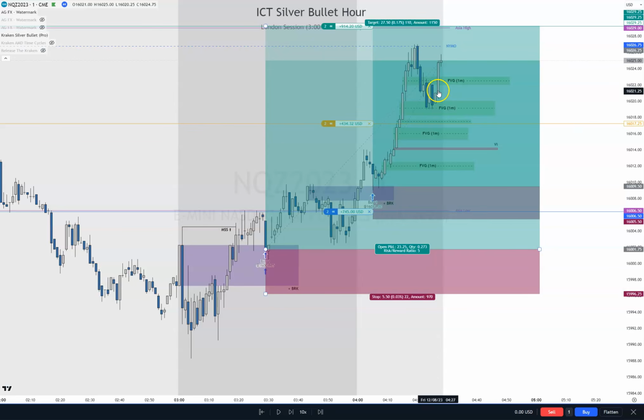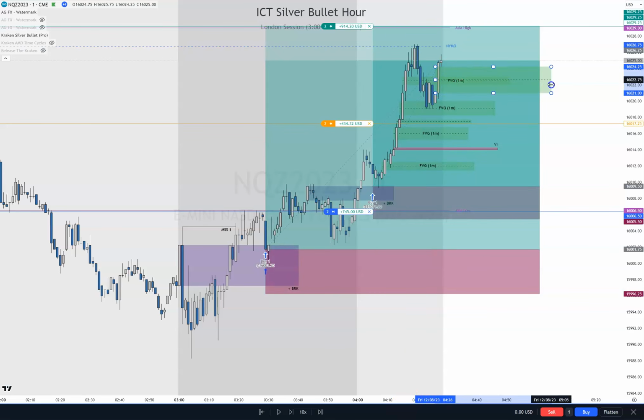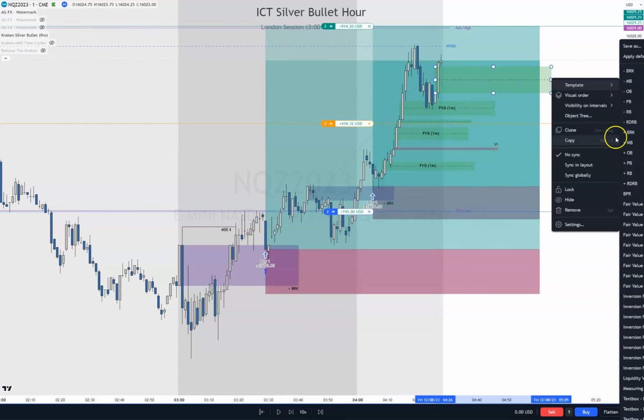See how this is an overlapping fair value gap? I'm going to mark it, and then I'm going to get rid of the other one because this is now higher than that one. So I'm going to remove this one. This is now the third PD array that we got.